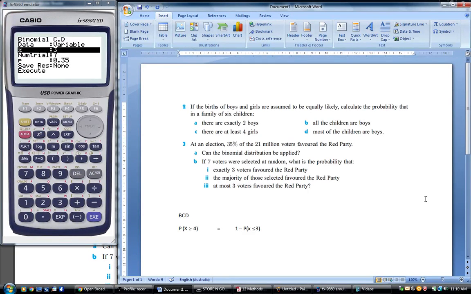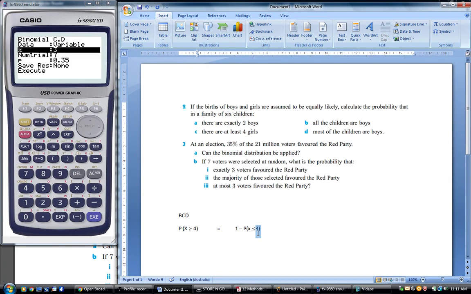Okay, one other way that we can use the BCD function is if we understand this rule here, which is basically that the sum of all probabilities is equal to 1, such that the probability of x being greater than or equal to 4 is equal to 1 take away the probability of x being less than or equal to 3. Now in this circumstance, the majority of those selected favoured the red party. It asks us for the probability where x is greater than or equal to 4.